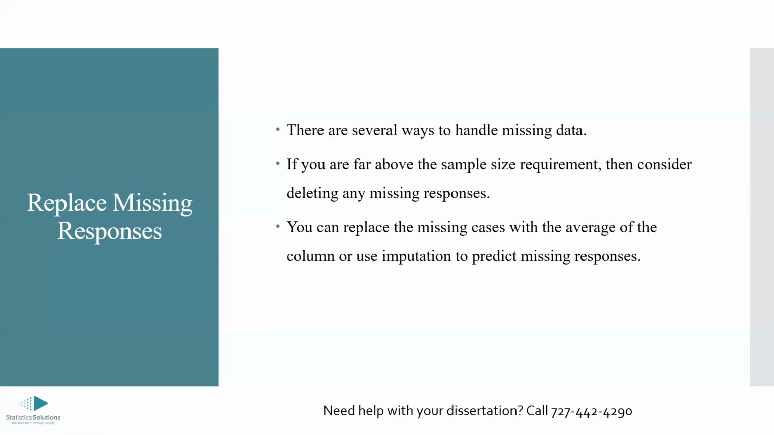So like I said earlier, if you're far above your sample size requirement, then you can consider deleting any missing responses, as when you have a large sample size, it's not going to affect your results too much. But another way to handle them is by using mean imputation or median imputation, which means replacing the missing values with the average. You can also use predictive imputation. It's called multiple imputation to predict missing responses.